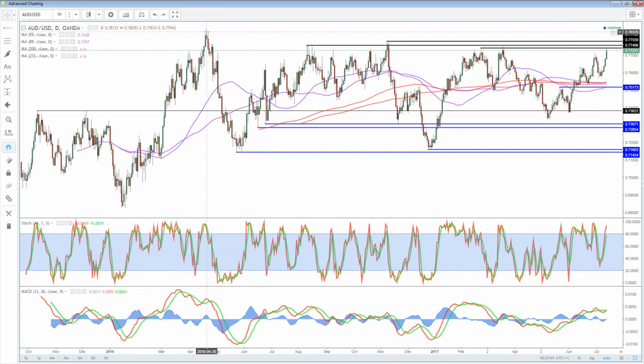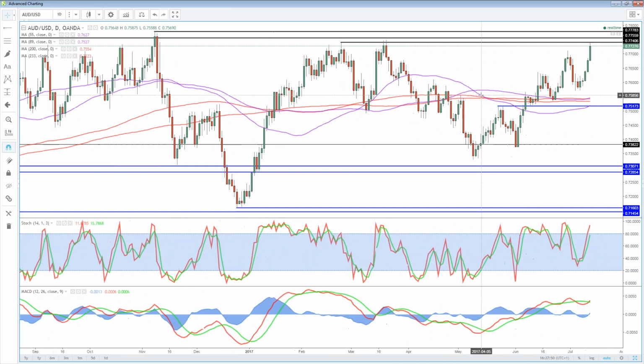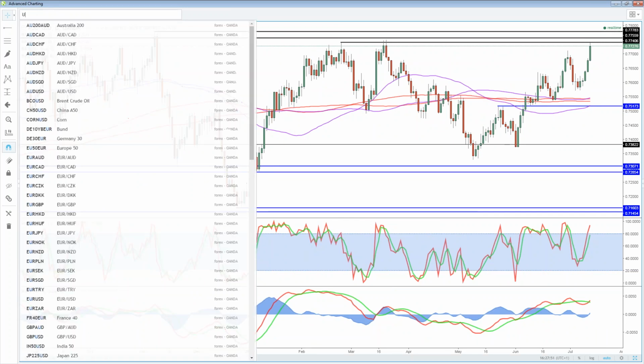But we've also got this previous high right here. So again, we have got this kind of confluence of resistance levels, which is going to make life tough for the Aussie bulls at this level.